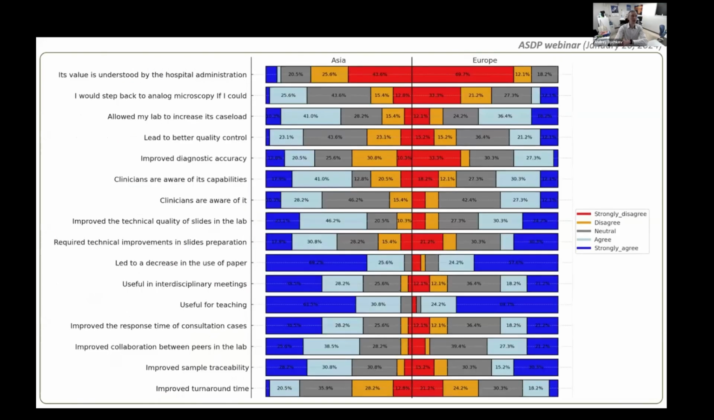So we ended our survey with a section about perceived benefits of digital pathology implementation. And most respondents agreed that it was very useful for teaching, for tumor boards. It helped to improve sample traceability in the lab. It improved the quality of prepared slides in the lab and shortened response time to consultation cases. And even some laboratories said the digital workflow allowed them to increase caseload.